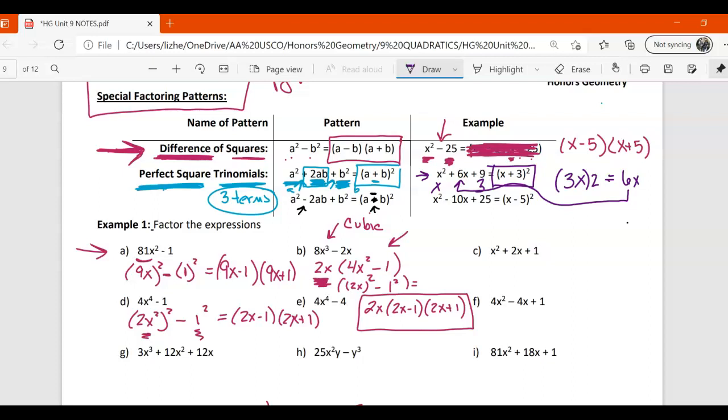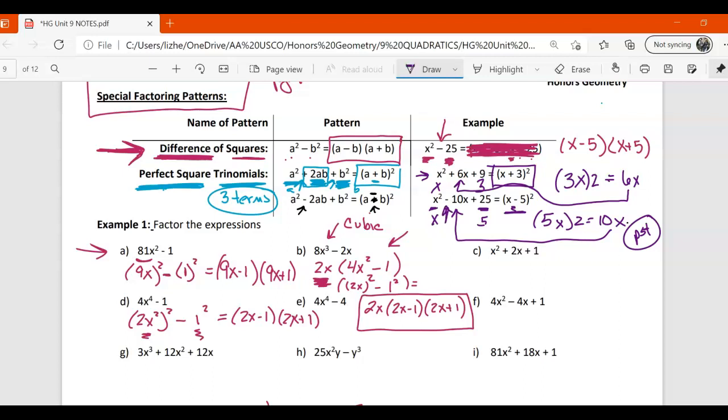So here's another one. This is a perfect square, and this is a perfect square. The square root of x squared is x. The square root of 25 is 5. If I multiply those together, I get 5x. And then I double it, and I get 10x. And that is this number. So therefore, it is a perfect square trinomial, a PST. And those will always factor the same way, as x minus 5 squared. The minus sign comes because of the minus sign.